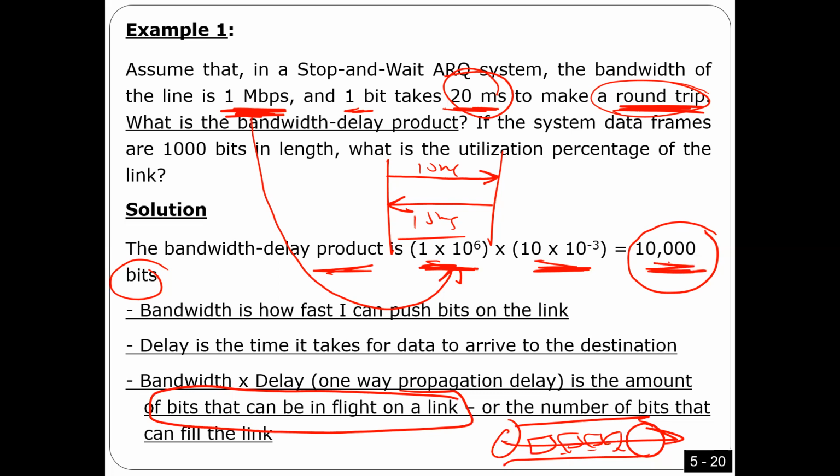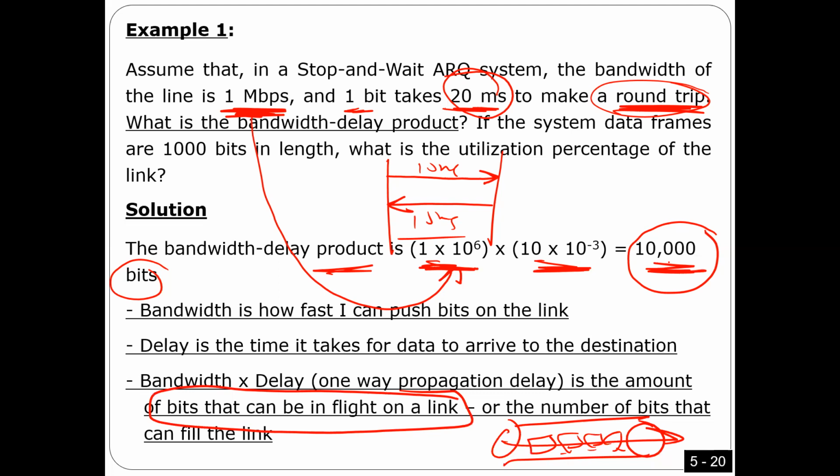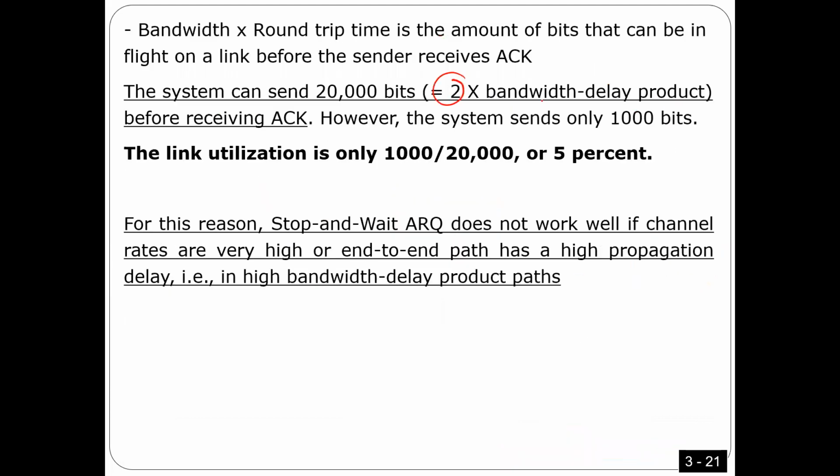So the bandwidth delay product means how many bits can be in flight here in order to fully utilize the channel you have. Is that okay? Double this number is very important. When I multiply the bandwidth delay product by 2, what does this number mean? It means how many bits I can transmit until I receive the acknowledgement back.